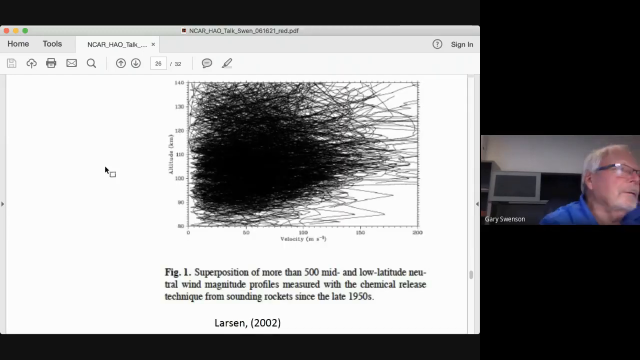We know, of course, McGow's work from 2002 and a few papers since, that from the chemical releases at all latitudes, we have a spaghetti plot of high winds and turbulence and shears, especially in the 110 kilometer region, peaking here probably 107 thereabouts. And so we've known for some time that these shear conditions and high winds are present. Next.